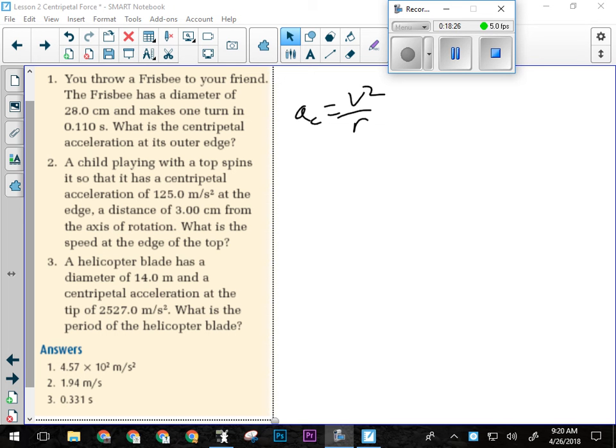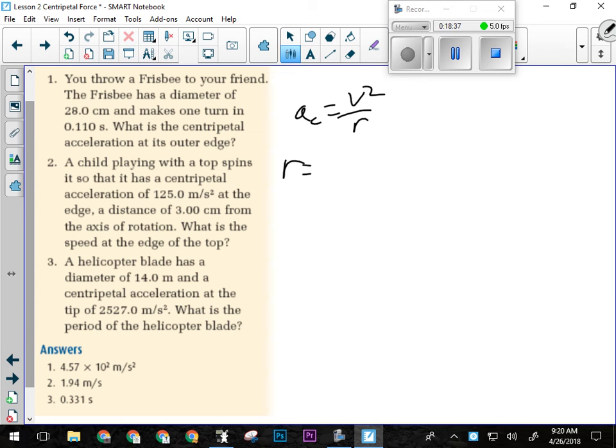Okay, so on number 3, we have a helicopter blade whose diameter is 14 meters. What does the formula need? Radius. Okay, so the radius is 7 meters. Okay, once in a while a question will do that just to see if you're paying attention. Okay, the centripetal acceleration is 2,527 meters per second squared. Okay, what is the period of the helicopter blade?